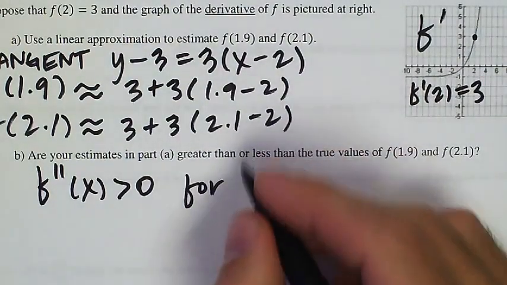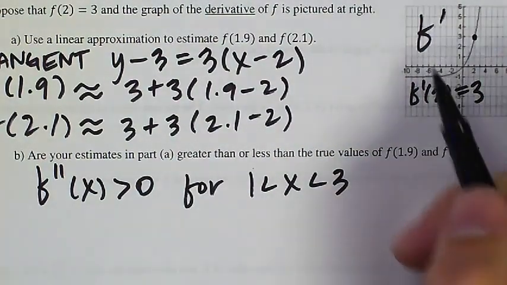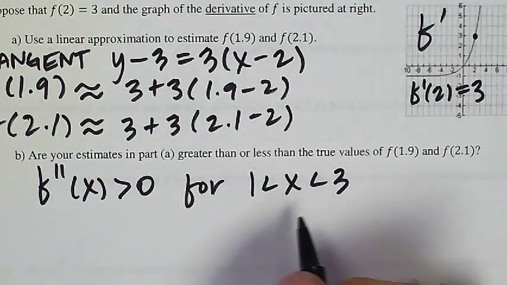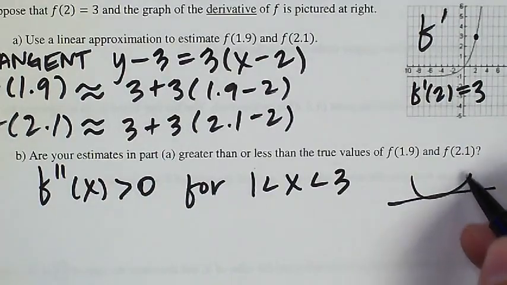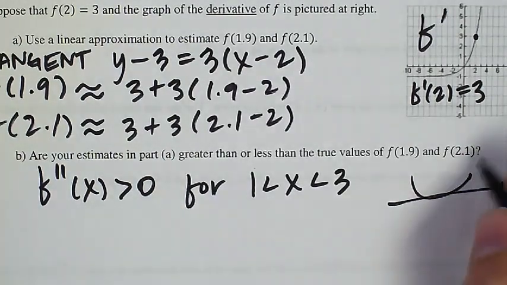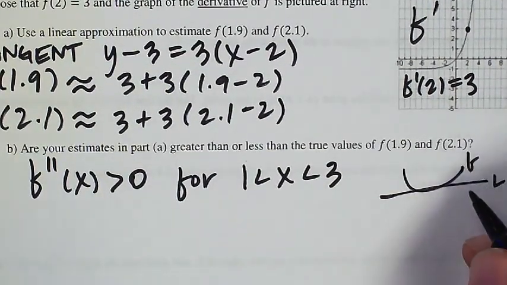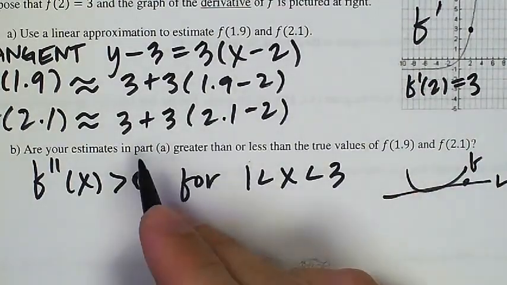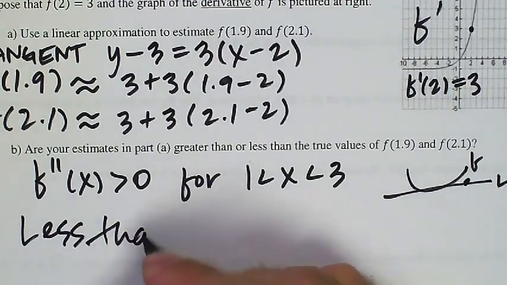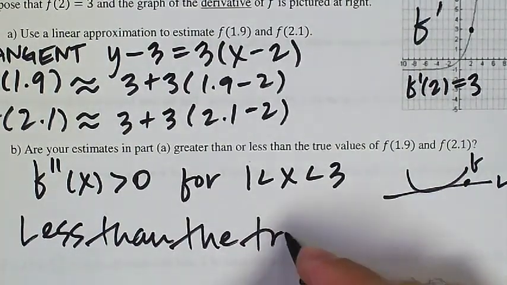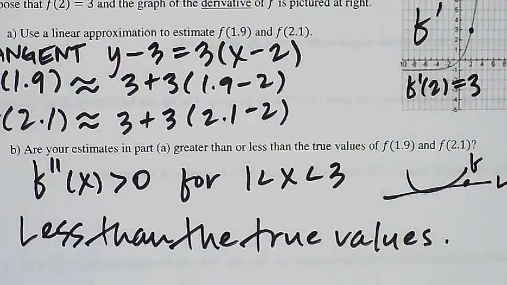Let's say 1 to 3, but it appears to be true everywhere. I think this is an exponential function. So since it's concave up, the tangent line is going to underestimate the true value, right? Because this is the line and this is f. Meaning that if my tangent line approximations were down here, they are less than the true values. That's what I'll say for that one.